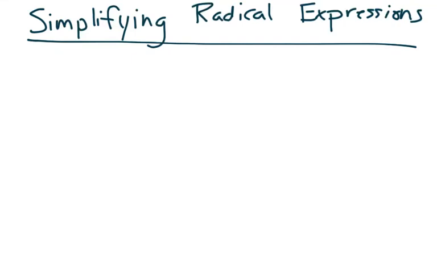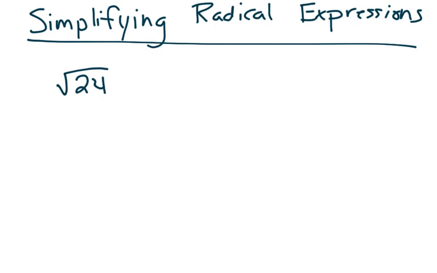Alright, so in this video we're going to talk about simplifying radical expressions, and particularly ones that do not come out to be necessarily a quote-unquote pretty number. So let's look at the square root of 24. We've simplified square root of 24 before.